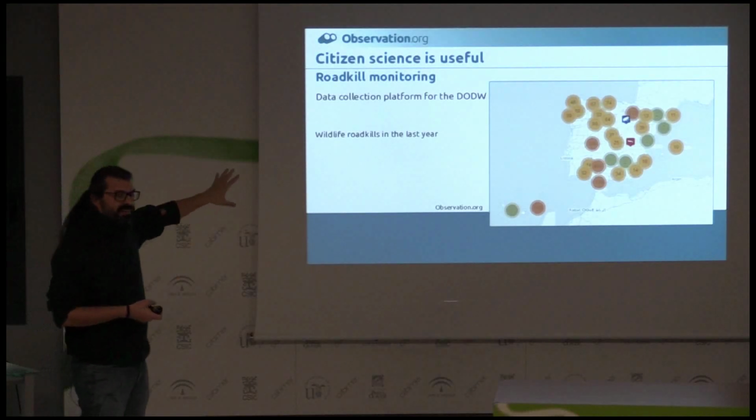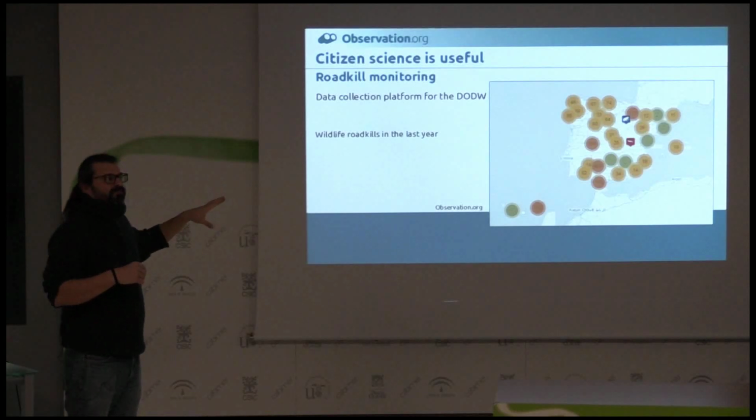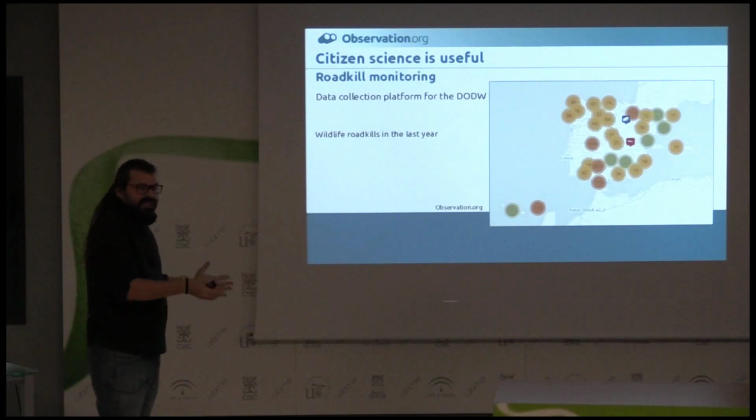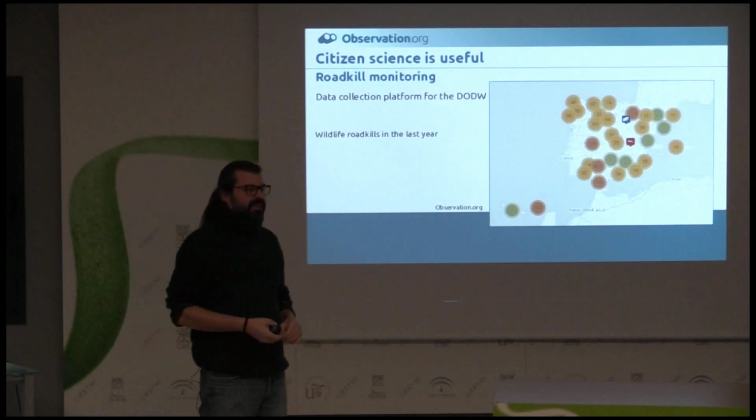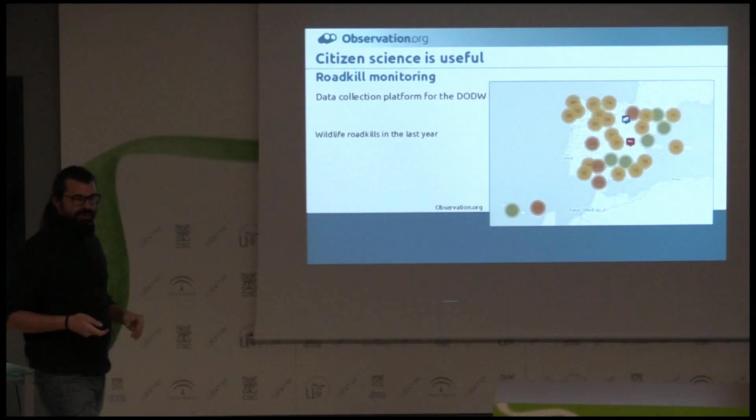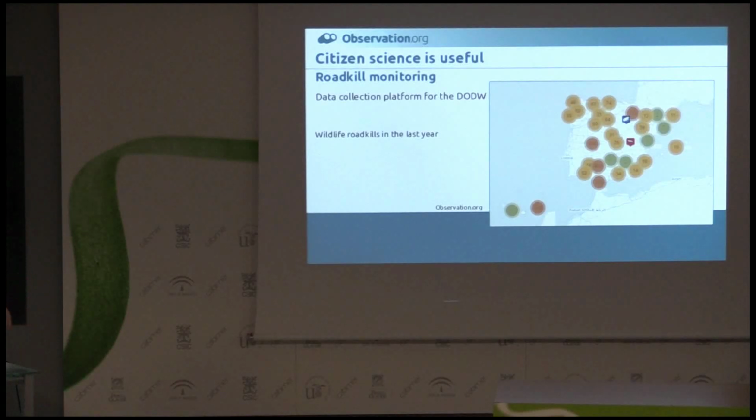So here is, for example, the wildlife roadkills that we have collected in observation.org in the last year. We have not engaged anybody to do this. It's just the people. They are on the road and they see an animal that has been killed by a car and they just introduce it. So you have already information there. Imagine what is possible using this tool with a project.